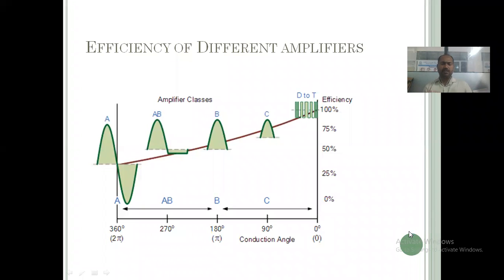So we have seen the efficiency. This is 0%, meaning that starting from the A type to the D type of configuration, the efficiency increases.